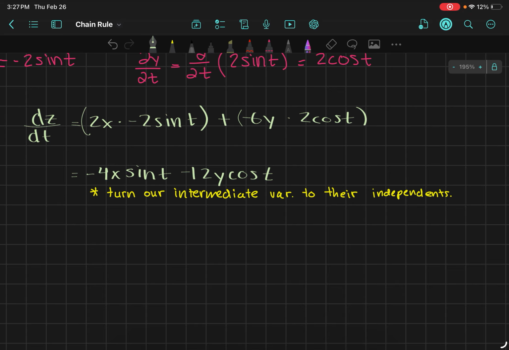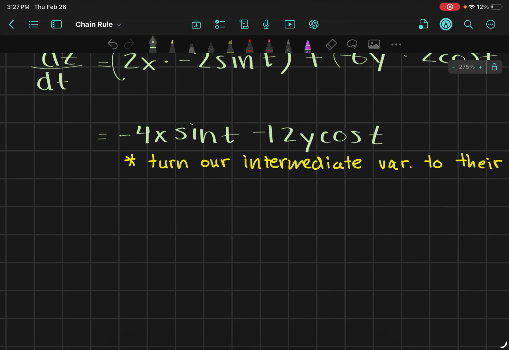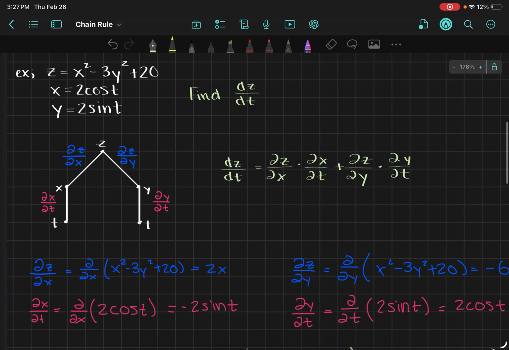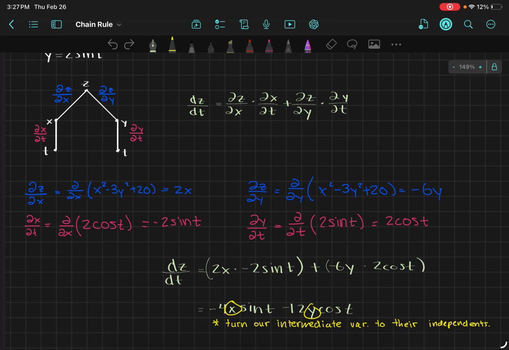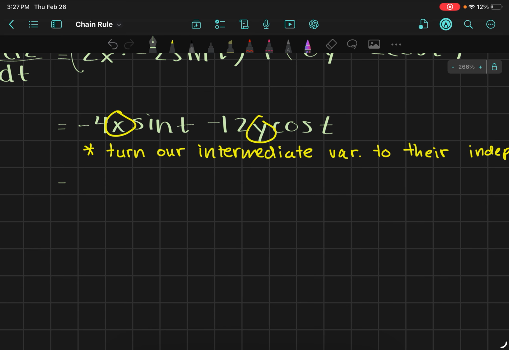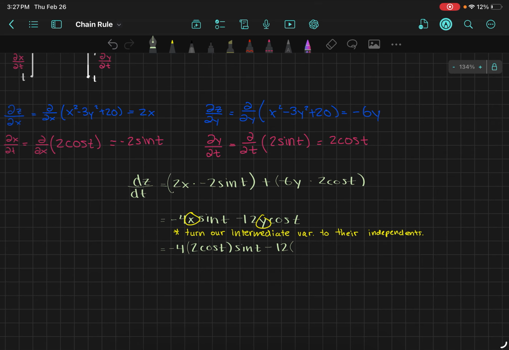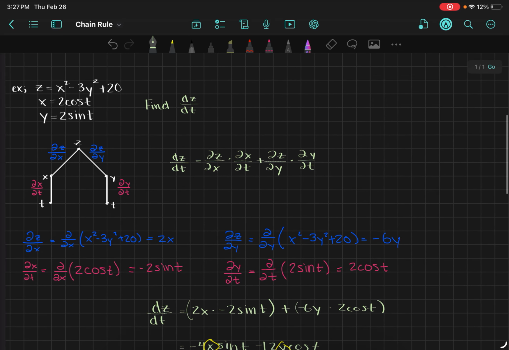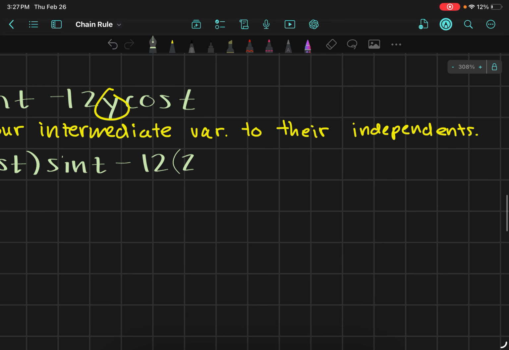So what I'm essentially saying is that this x right here and this y right here, we are going to turn into their respective functions. So our x is equal to 2 cosine of t. Therefore, we have negative 4 times 2 cosine of t sine of t minus 12 times our y function, which is going to be 2 sine of t, cosine of t.